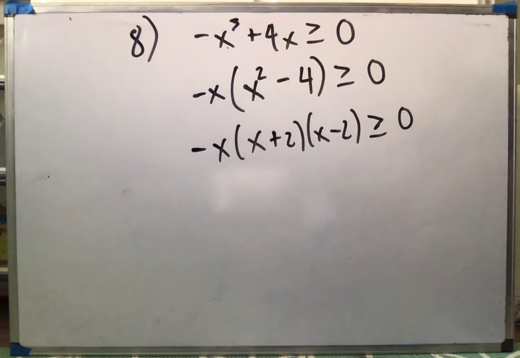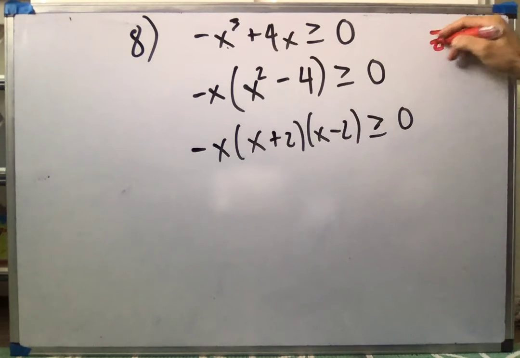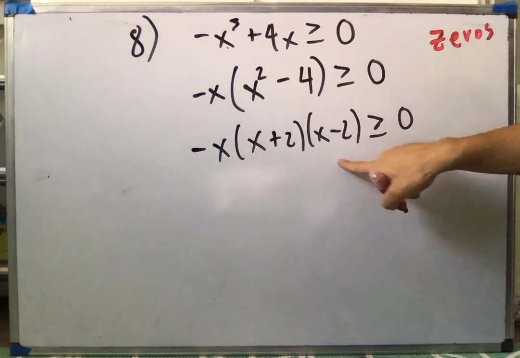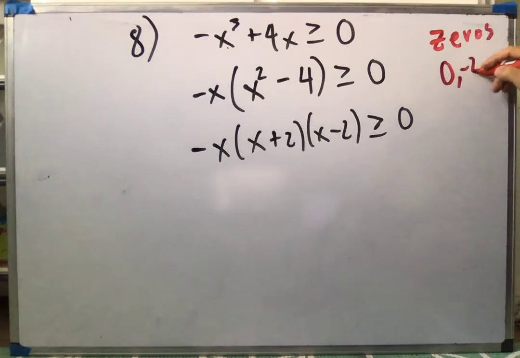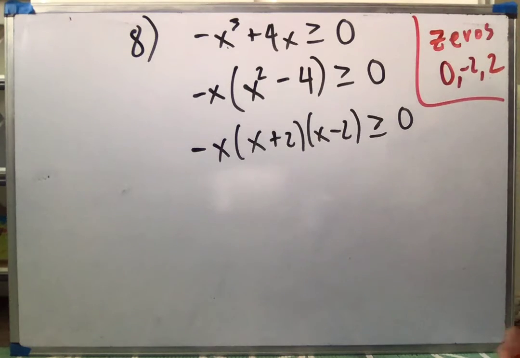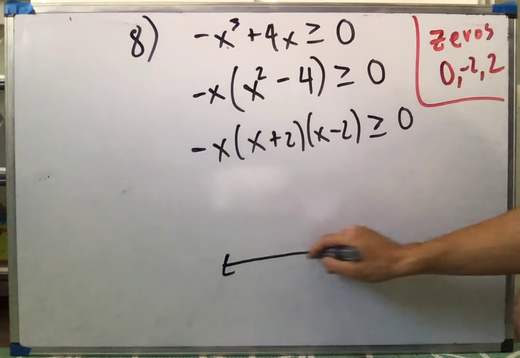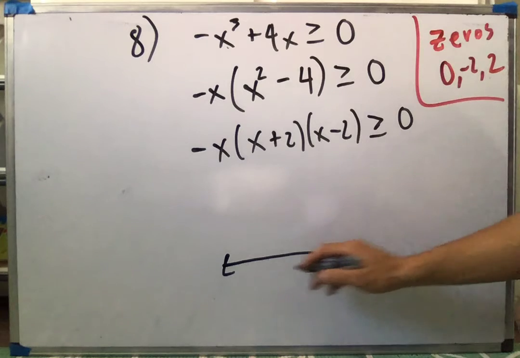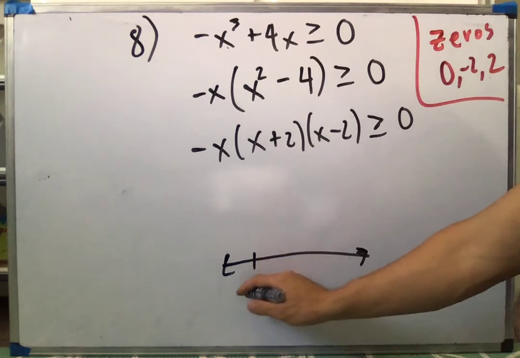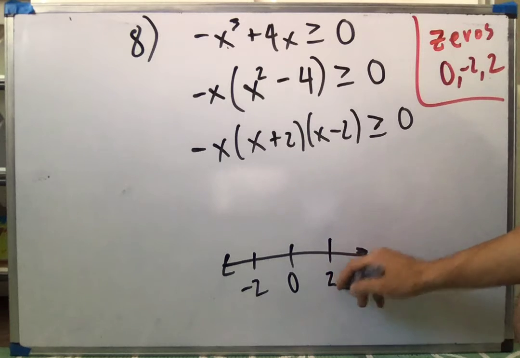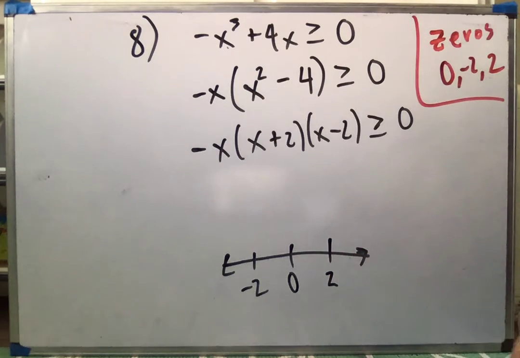Okay, so sweet. That makes my zeros easy to find. And they're all multiplicity of 1: 0, negative 2, and positive 2. Now this time, here's my zeros, negative 2, 0, and positive 2. I just want to know if the thing is going to be positive or negative.